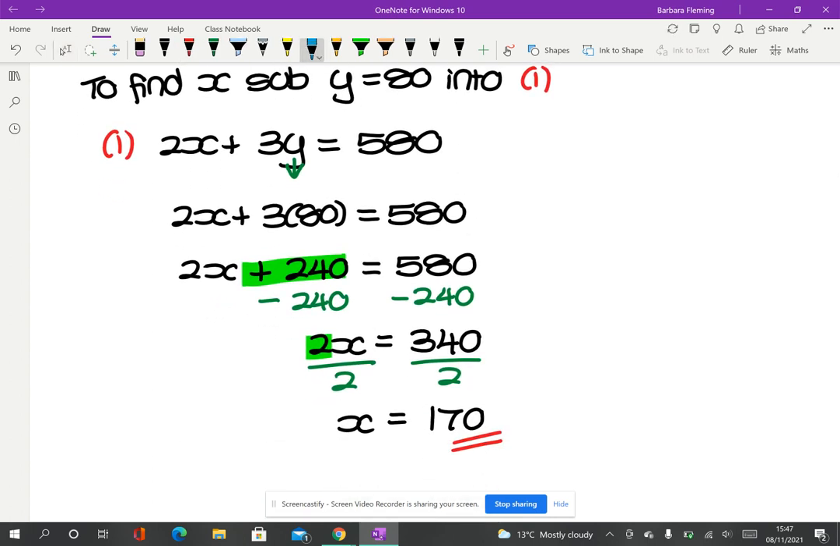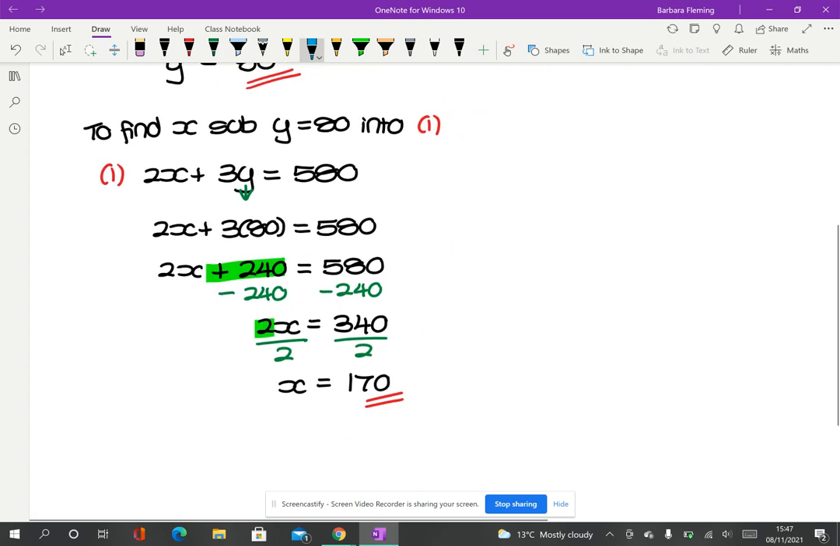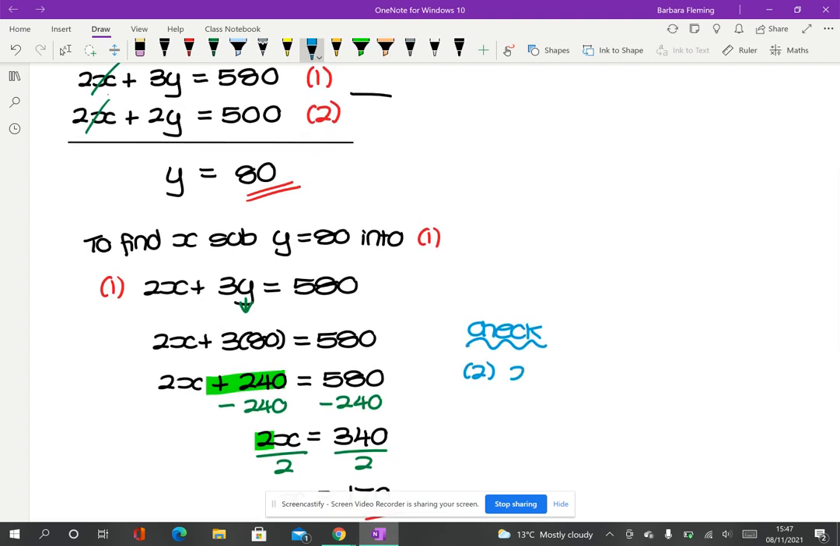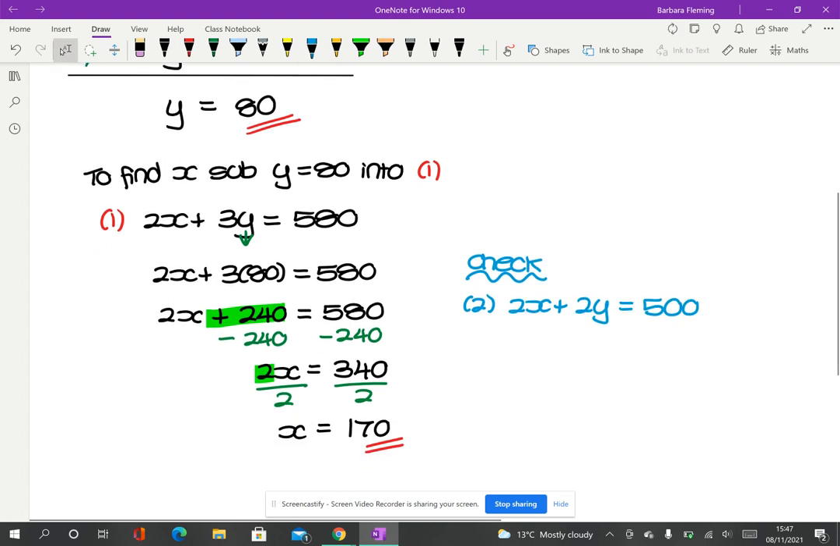The final thing I'm going to do is just check that my answer is definitely right. So I'm going to do my check. And I'm going to use equation 2 to check. So I'm going to write that out. 2x plus 2y equals 500. Let's substitute in both our values. So 2 times by 170 plus 2 times by 80 equals 500.